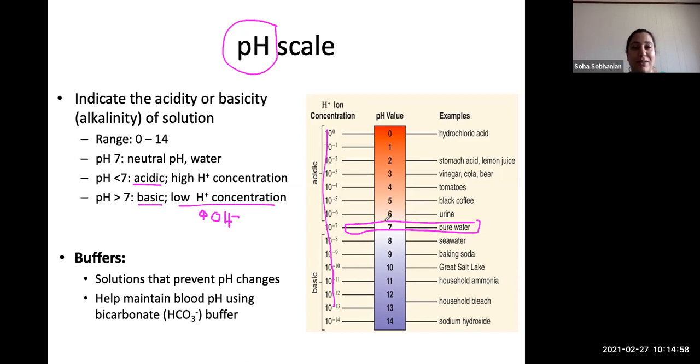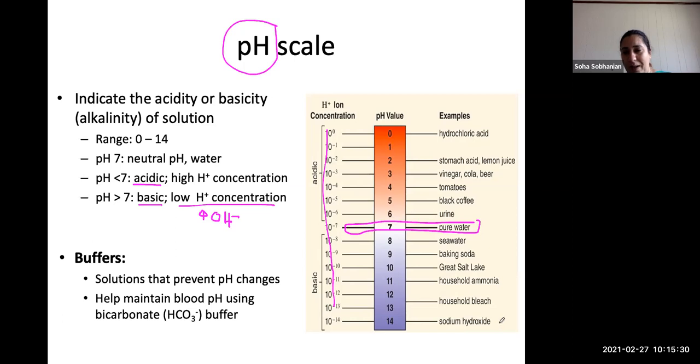Which of these samples have the highest hydroxyl ion concentration? Which of the samples has the highest hydroxyl or OH concentration? Sodium hydroxide, correct, because sodium hydroxide is the strongest base right here, right? And the strongest base means it has the highest concentration of hydroxyl ion.